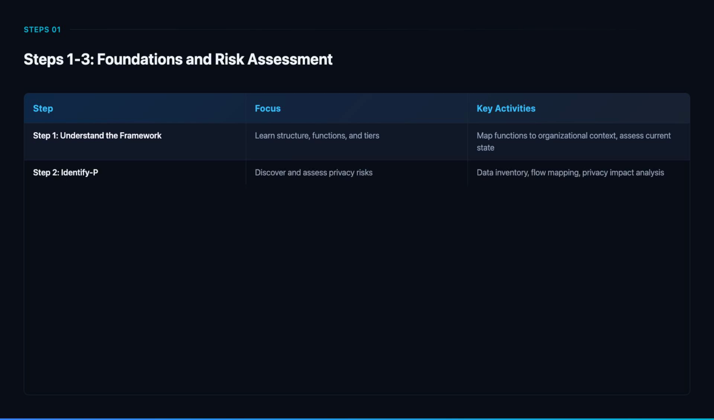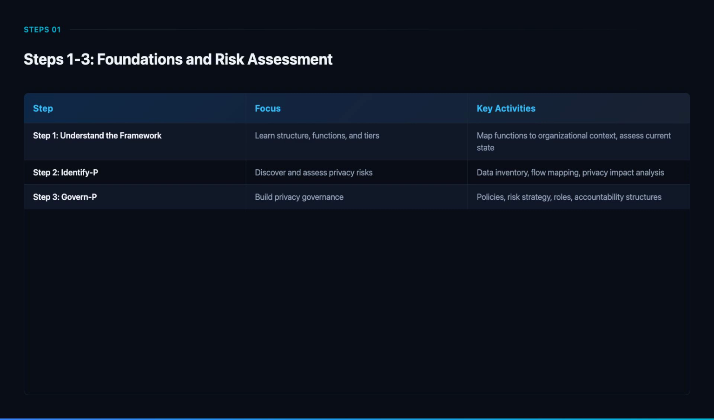Step 2 implements the Identify-P function. Create a comprehensive data processing inventory, map data flows across all systems and third parties, and conduct privacy impact analysis. DataTrust Solutions discovered processing activities they didn't know existed during this step, including analytics pipelines that retain personal data longer than disclosed.